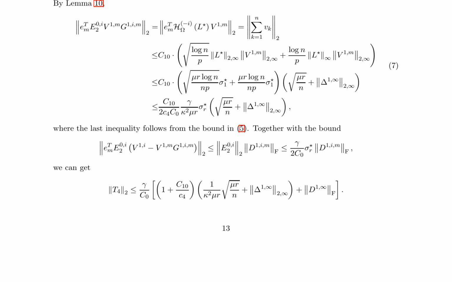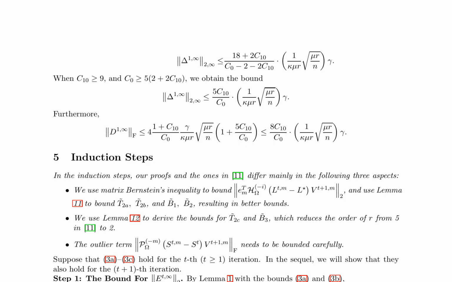The first part is bounded using the property of the matrix norm and equation 4, while the second part is bounded using equation 5 and the property of the matrix norm. Combining these bounds, they obtain a bound for the matrix norm of EdMe0,I V1,M G1,I,M. The bounds for T1 to T4 are combined to obtain a bound for the matrix norm of increment 1, infinity, involving the norms of L star operator, V1,M, and D1, infinity, as well as parameters C0, C10, C4, gamma, and kappa.